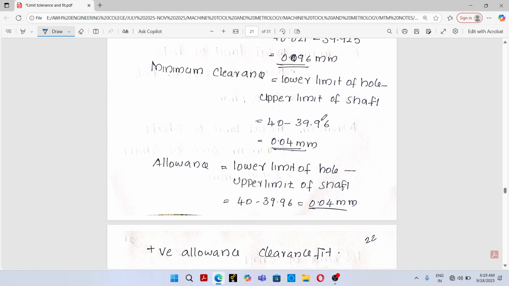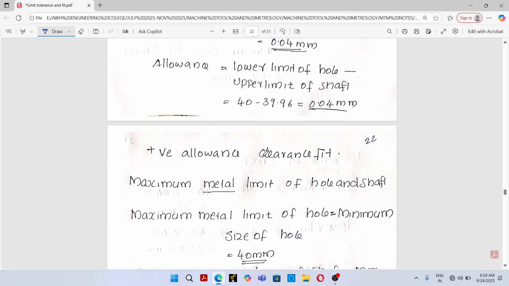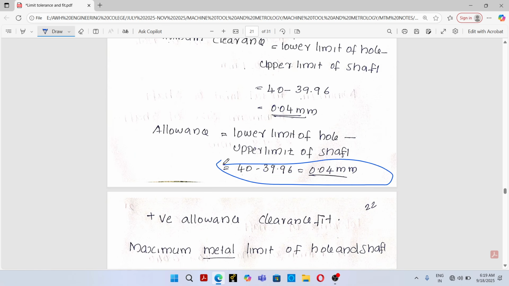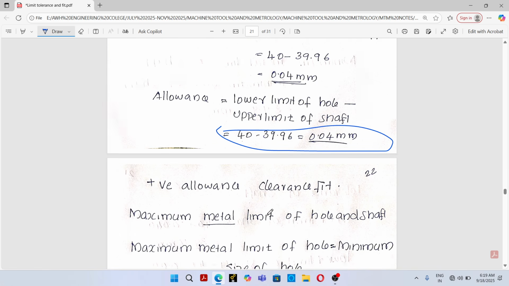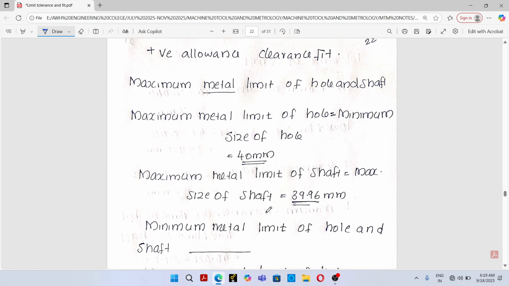Then positive clearance field. The allowance is positive, so we have a positive clearance fit. Then minimum and maximum metal conditions. First, the maximum metal condition of hole and shaft. What will be the maximum metal condition of hole and shaft? In the case of hole, that will be the lower limit of hole. In the case of shaft, that will be the upper limit of shaft. So maximum metal limit of hole is equal to minimum size of hole, that is 40 mm. Maximum metal limit of shaft is equal to maximum size of shaft, 39.96 mm.